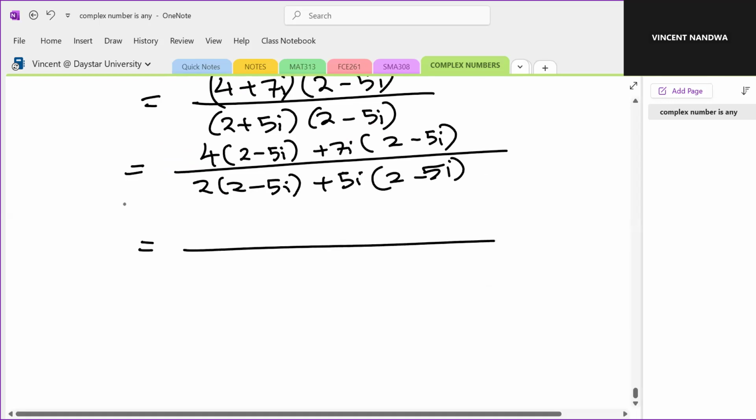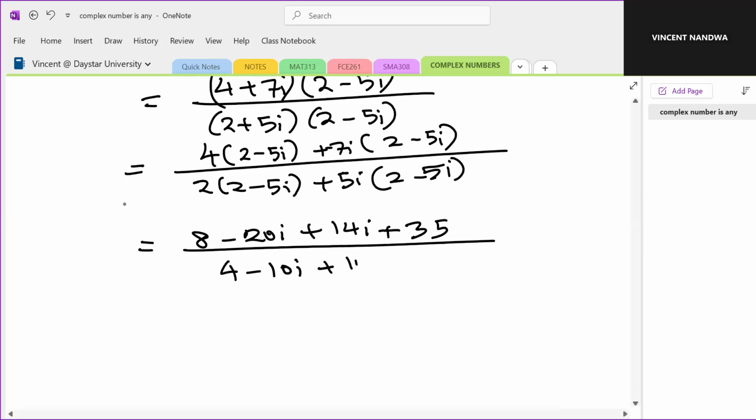Two times 4 is 8, minus 20i, plus 14i. Then plus minus is minus, but i squared will give us minus, so it will be plus 35. Then 4 minus 10i plus 10i. Plus minus is minus, but i squared will give us a minus, so we'll have plus 25.